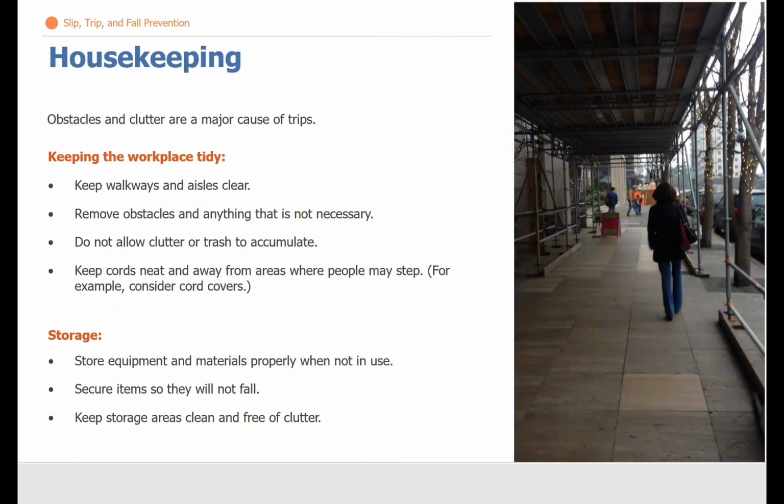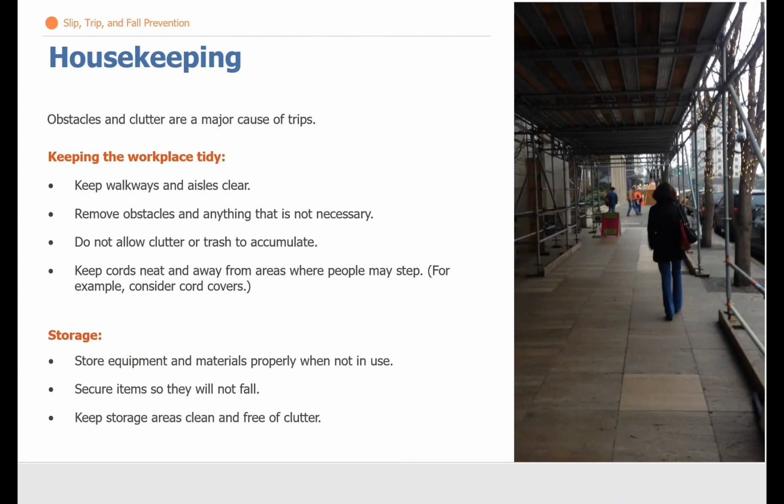Please do not allow clutter or trash to accumulate. That also goes for our engineering and our bellmen. They help us with the trash in the lobby as well. And then engineering also helps us keep the cords neat and away from areas where people step. And then again, if you're in housekeeping, making sure when you're vacuuming to turn off your vacuum when someone walks by and to make sure the cord is not in their way.